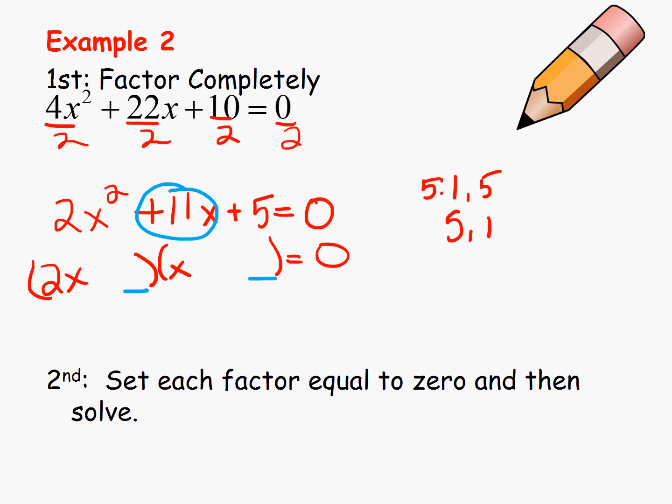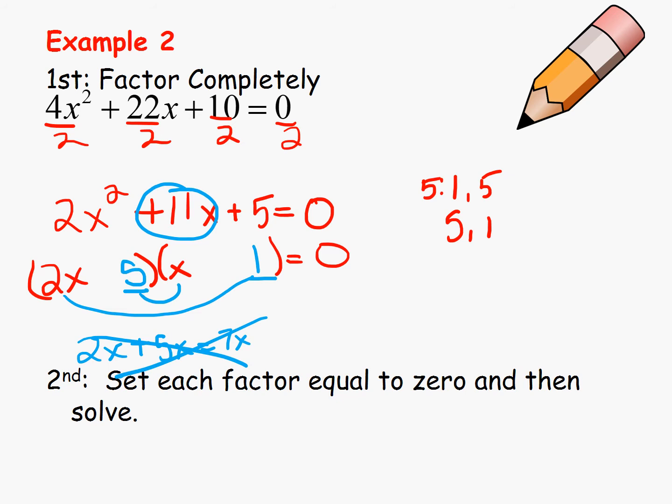So I'm going to try doing a 5 first and then a 1. So let me check if I got back my expression. So let's take 2x times 1, we get 2x, plus 5 times x is a 5x. Well, 2x plus 5x is equal to 7x. So that doesn't get me back to my middle term of 11x. So instead, we're probably going to want the 1 here and the 5 there. So when I take 2x times 5, I get 10x. And when I take 1 times x, I get 1x, which gets me back to 11x like my middle term asked me for.